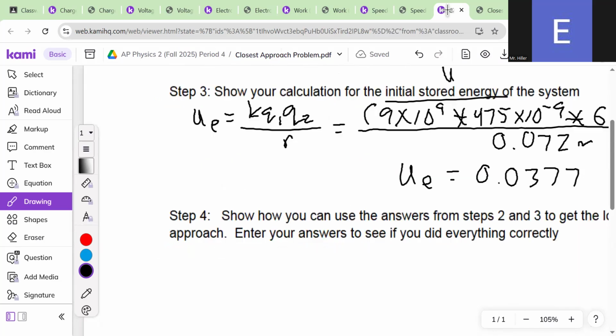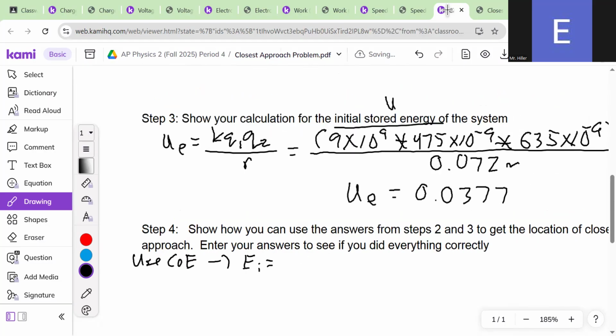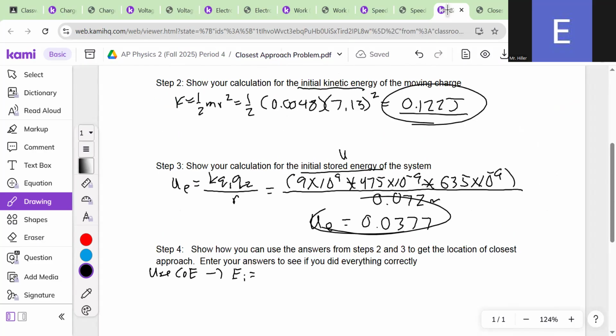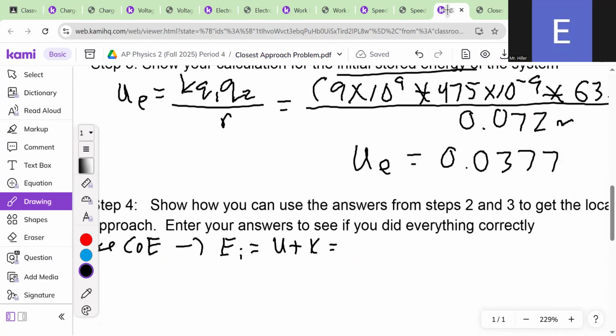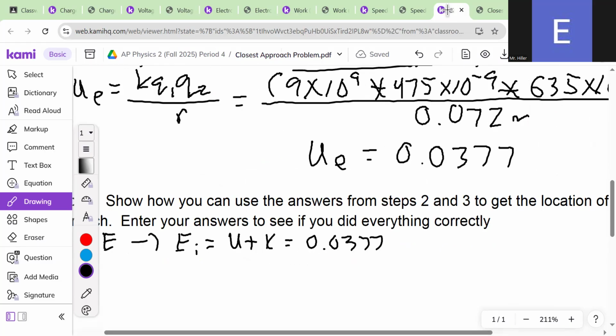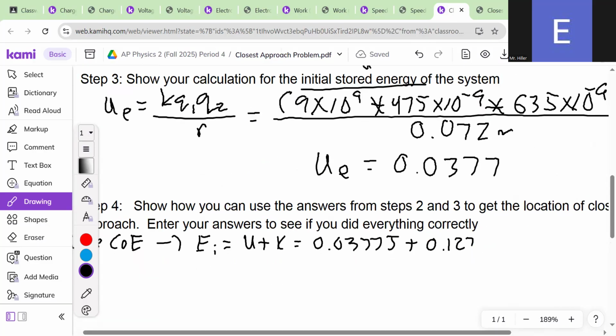Now, we've got to use these answers to figure out the closest approach. So we're going to use conservation of energy. First, we need an initial energy. The initial energy would be the sum of these two energies, potential and kinetic, way far away. So it's going to be potential plus kinetic. The potential energy was 0.0377 joules plus, for me, 0.122 joules. And for me, I get 0.1597 joules of total energy.